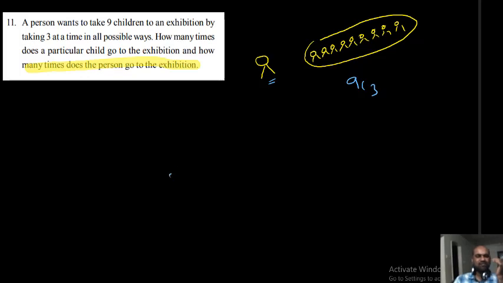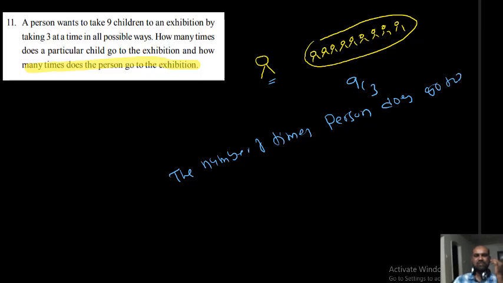The number of times the person goes to the exhibition is equal to directly 9C3 ways. Okay, this is one of the answers for the problem.